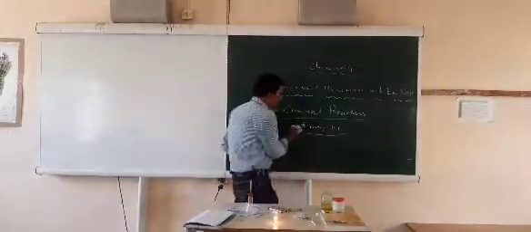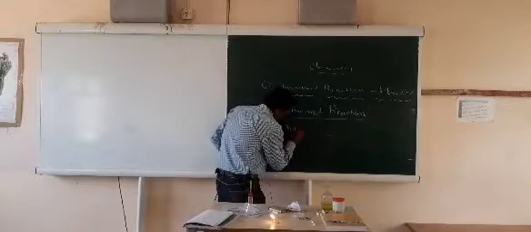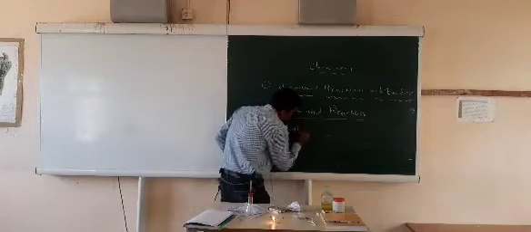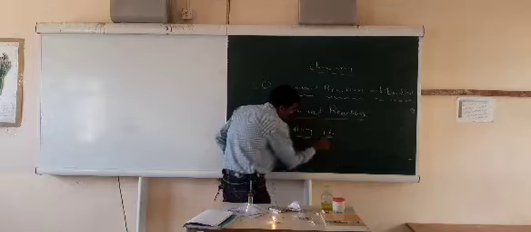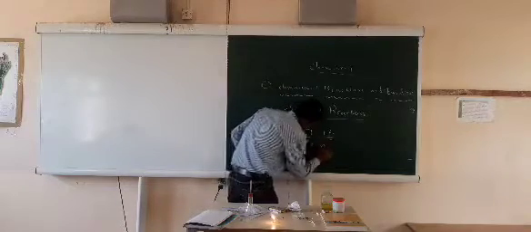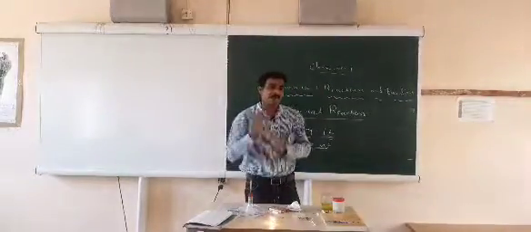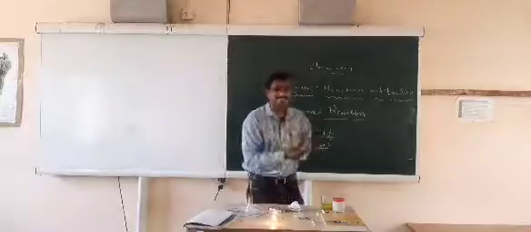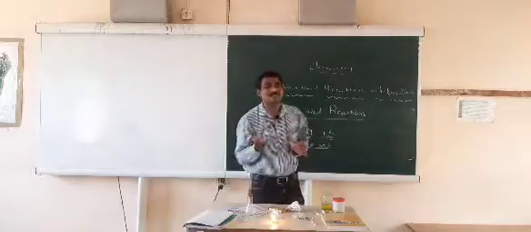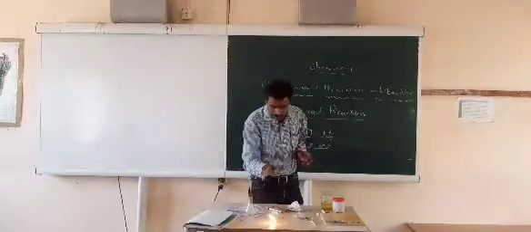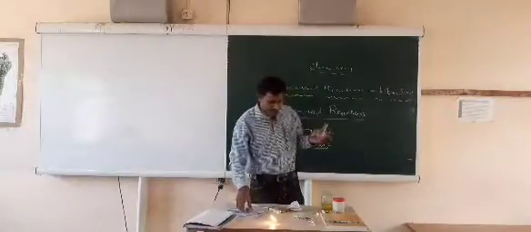Now we are going to learn the second activity, activity number 1.2. The aim: when metals react with acid, which gas is liberated? We want to know how gas is liberated when a metal reacts with an acid. Now the materials required for this activity.